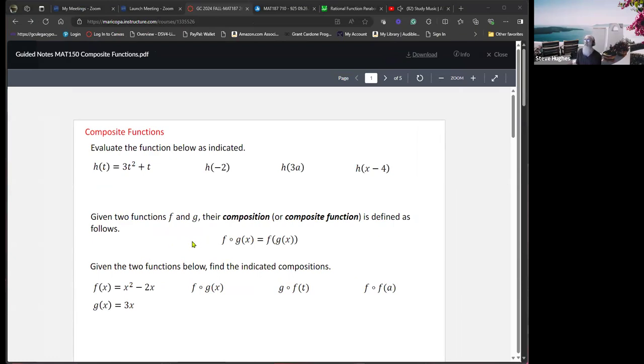Given two functions, f and g, their composition or composite function is defined as follows. All right, so when you see this f composite g, that's how you say it, f composite g of x, I would write it with parentheses myself. I would say f of g of x is equal to f of g of x. That's the way I would say it, putting that in parentheses, okay? I think those were forgotten here.